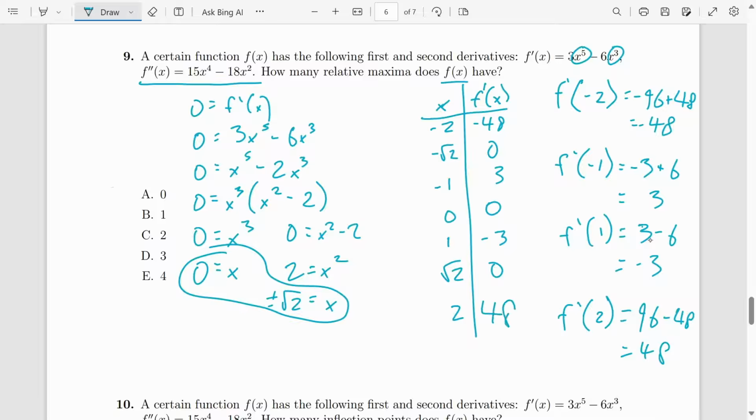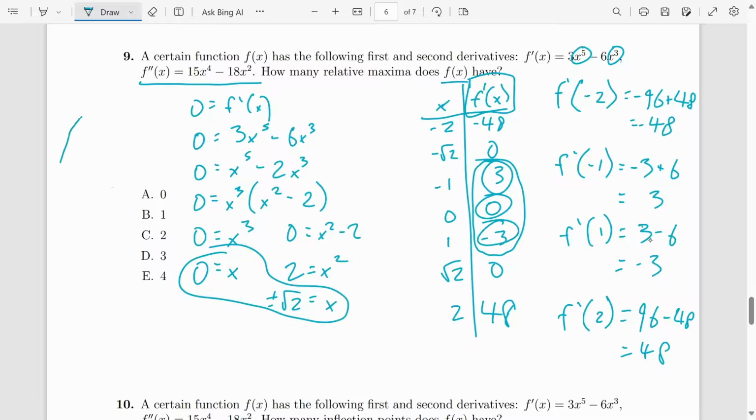So what can we do with all these values that we've just plugged in and figured out? Since we plugged all of these into f prime of x, what all of these tell us is the slope at that point. So if we look at these values here, at negative 1, it has a positive slope. At 0, it has a slope of 0, and at 1 it has a negative slope.